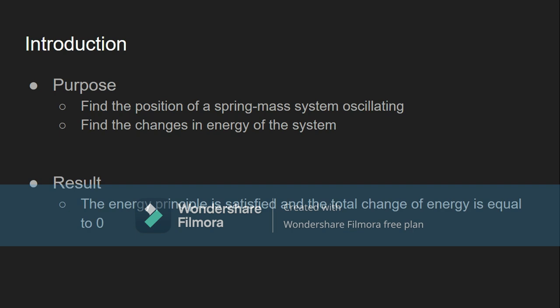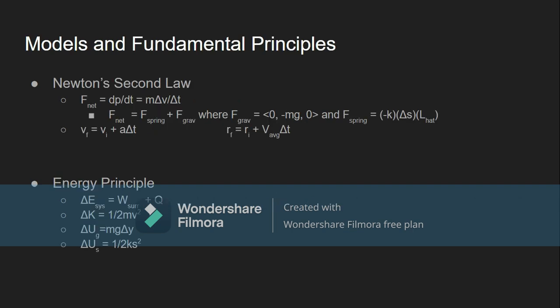The purpose of this lab is to analyze the position of a single mass system oscillating in two dimensions and calculate the energy changes of the system. By the end of the lab, I could determine that the energy principle is satisfied, so the total energy change of the system is zero.